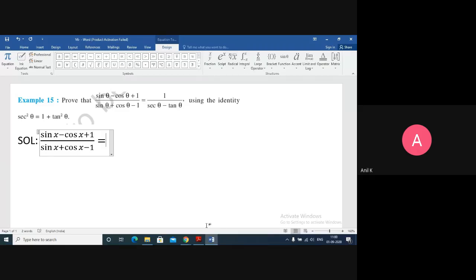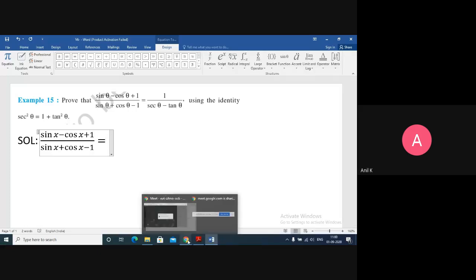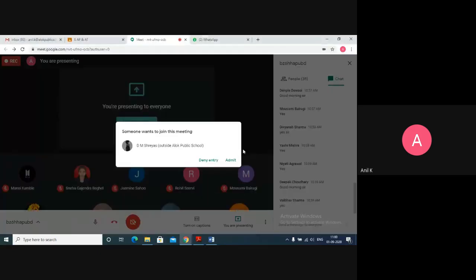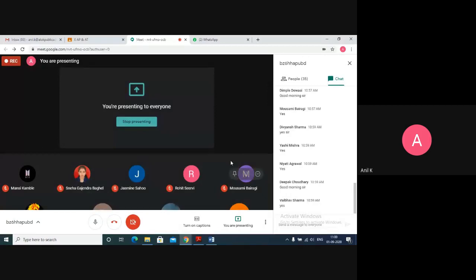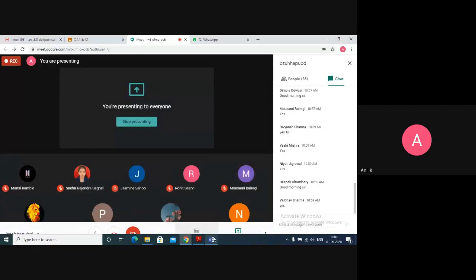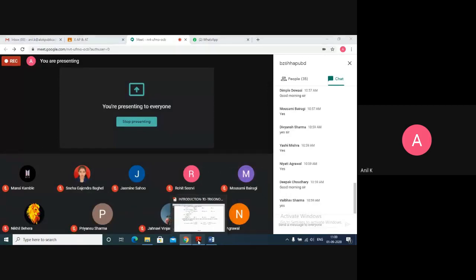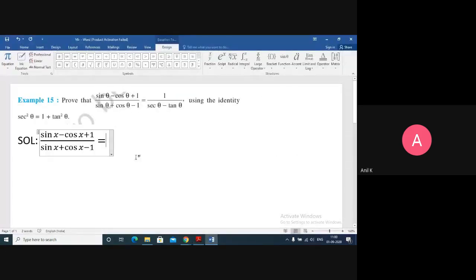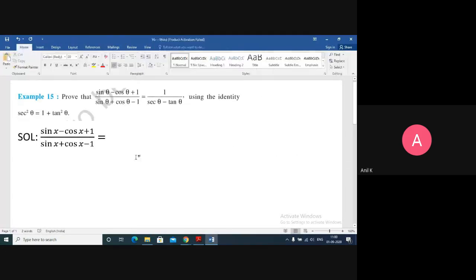as this one only. Now here the question is: prove that (sin theta minus cos theta plus 1) upon (sin theta plus cos theta minus 1) equals 1 upon (sec theta minus tan theta), using the identity sec square theta equals to 1 plus tan square theta. So you have to use that identity as they said. Without using the identity also we can solve it. But okay, they said to use that identity, so it will make them happy.